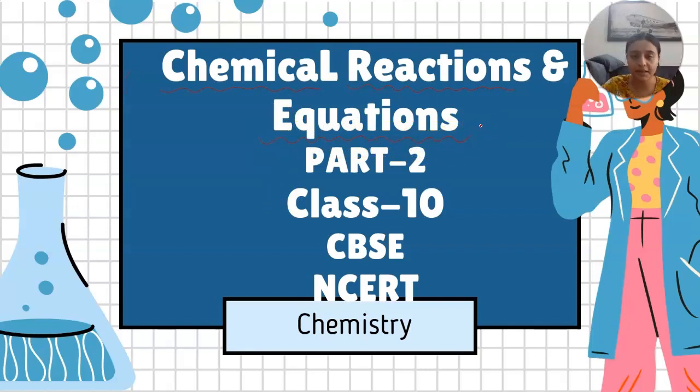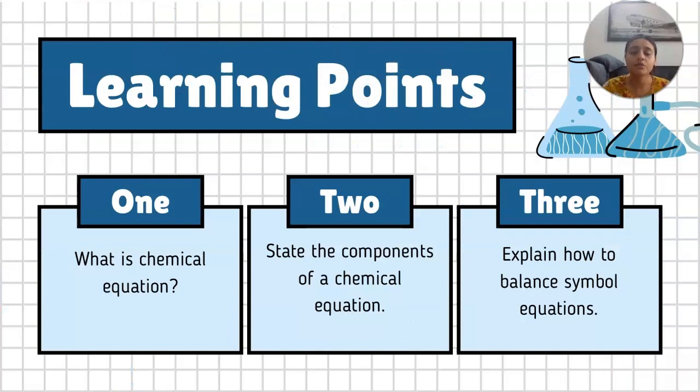So let's get started. First, we are going to see what we will cover in this part 2, that is chemical equation. First of all, we will see what a chemical equation is all about. Then we will see what the components of a chemical equation are, how a chemical equation can be written, and what it needs. And number 3, we are going to see how we can balance them. Balancing is also important.